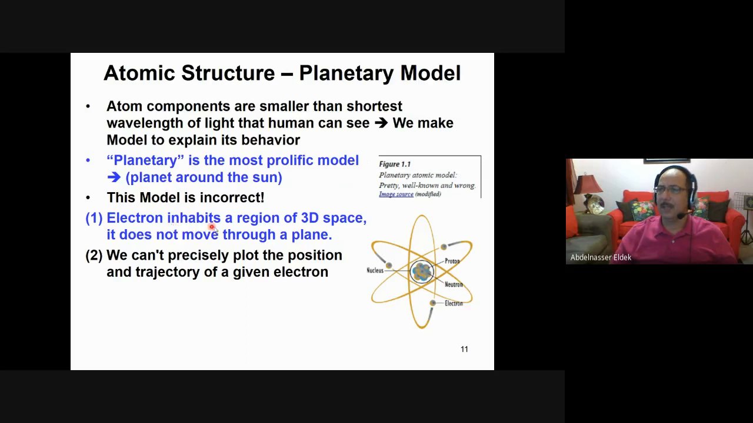The electron inhabits a region of 3D space. So in reality, the electrons around the nucleus have a 3D space. They are moving like this, for example. They actually inhabit a shell around the nucleus. So it doesn't move in a plane like what we have here. We can't precisely plot the position and the trajectory of a given electron. So we imagine that we have a shell, and in this shell, the electron is moving around the nucleus.